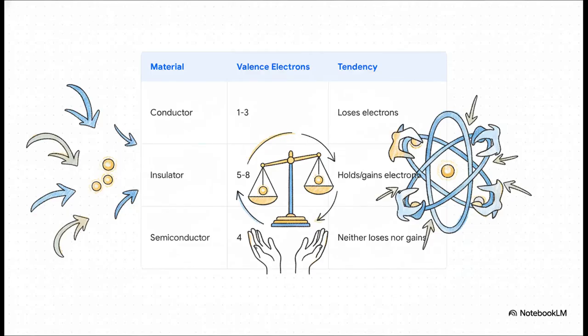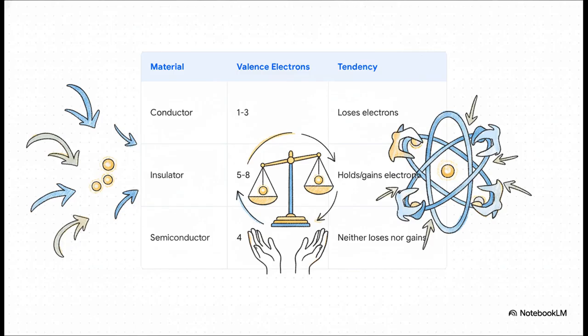This chart makes it super clear. Look at conductors. They've got only 1 to 3 valence electrons. They're dying to get rid of them. It's so much easier than trying to find 5 or more to complete the shell. So they lose them easily. Now flip over to insulators. They're sitting there with 5 to 8.